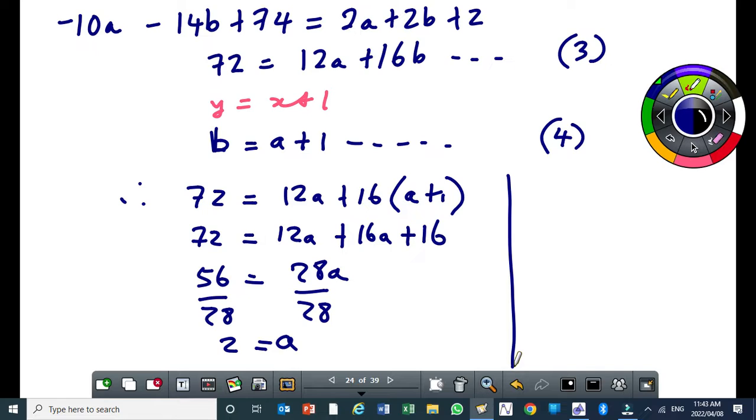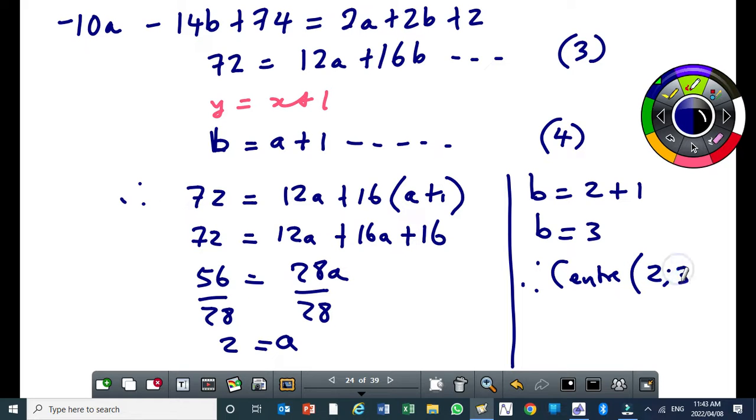Then to calculate b now, we just substitute the a here. So b is going to be equal to 2 plus 1, and that will give you a 3. Okay? All right? Now, the next question will be to calculate the radius. So what this means is our center is going to be at x equal to 2 and y equal to 3. Our center is going to be at x equal to 2 and y equal to 3.